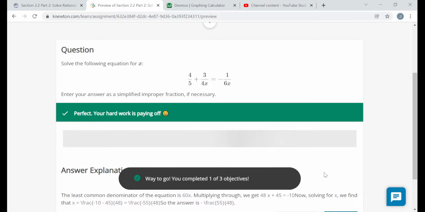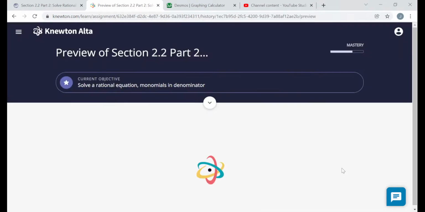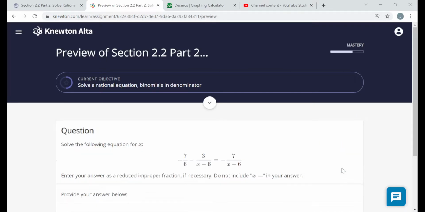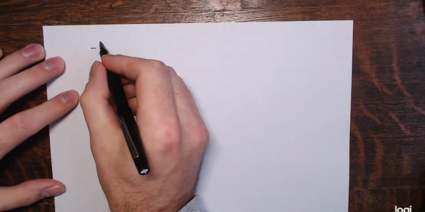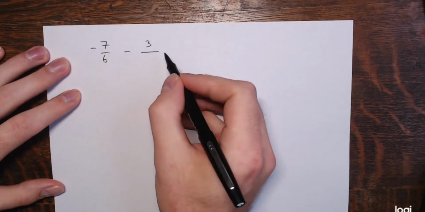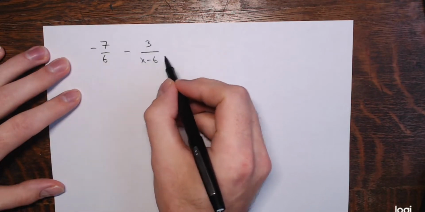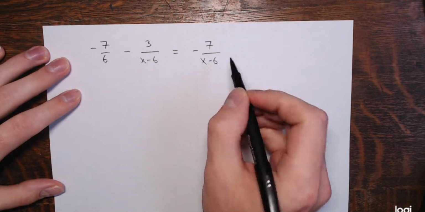Cool. All right, so one of the objectives is done. Moving on. Now we have binomials in the denominator, kind of like the very first example from this video. So once again, just writing out this equation and solving it for you. Negative 7/6 minus 3 over x minus 6 equals negative 7 over x minus 6. Once again, got a negative sign in front of every term.